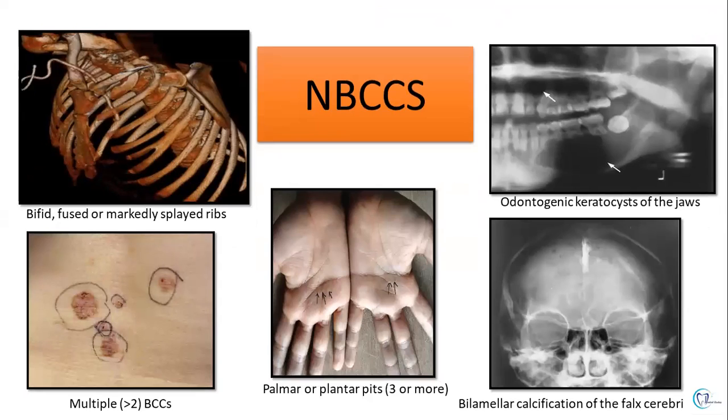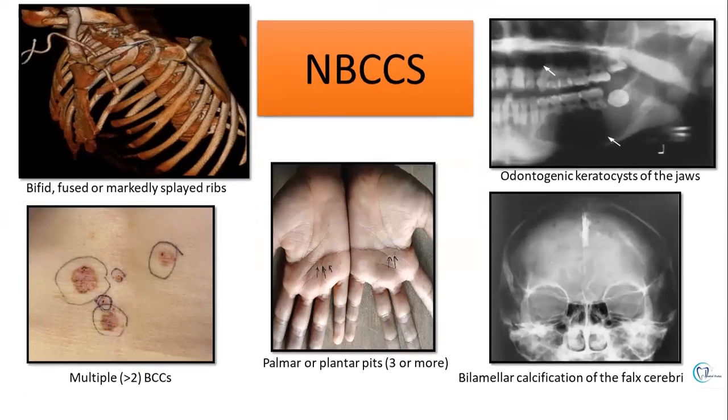Now, there is a syndrome associated with odontogenic keratocyst, that is Naevoid basal cell carcinoma syndrome. In this syndrome, there are multiple odontogenic keratocysts of the jaw, which can be evident. So if there are multiple OKCs, we should rule out the possibility of the syndrome. There will be presence of bifid ribs. There will be multiple basal cell carcinomas. There will be palmar or plantar pits. Also, there will be bilamellar calcification of the falx cerebri. So we should rule out the possibility of this syndrome if we find multiple OKCs of the jaws.